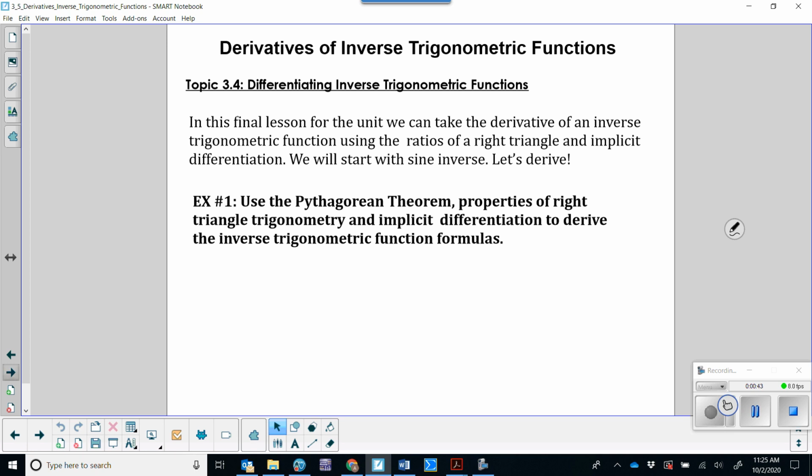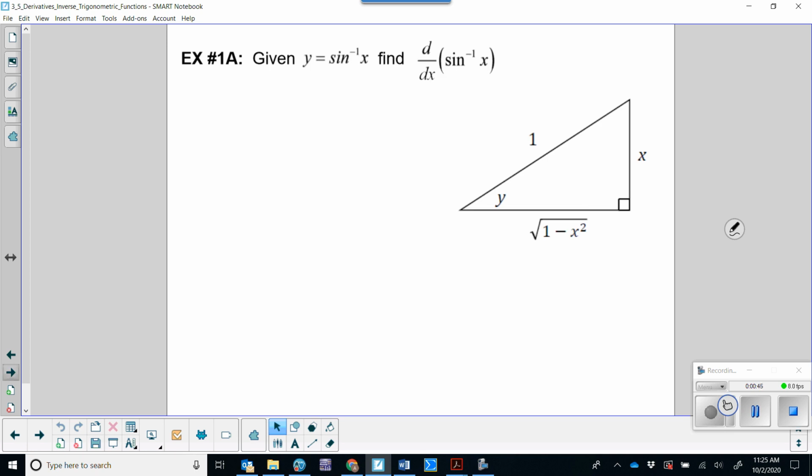In this first example, we've got y equals sine inverse of x. Make sure you don't think that means sine of x to the -1. That's not what it means. Very important to remember that. It means sine inverse of x, and you shouldn't even say sine -1. You should say sine inverse of x. We want to find the derivative.